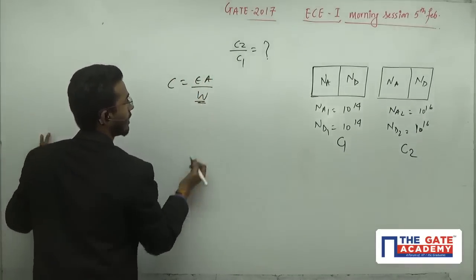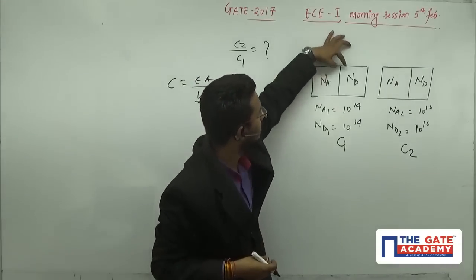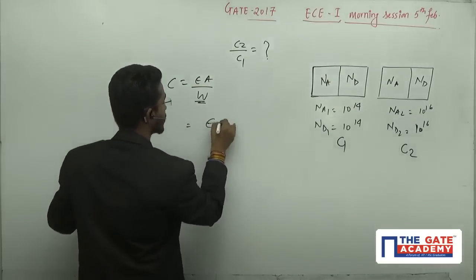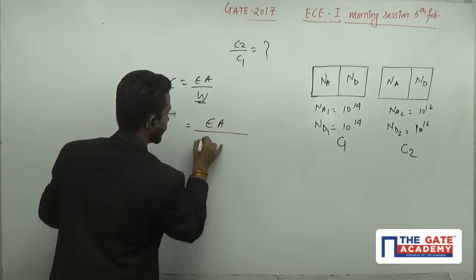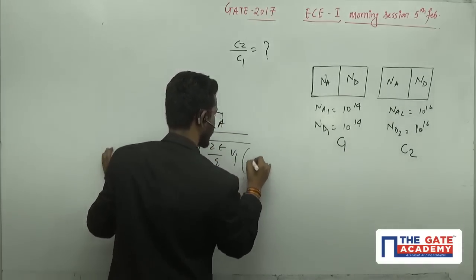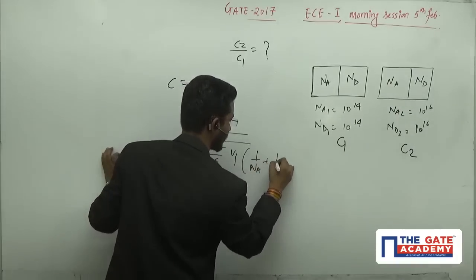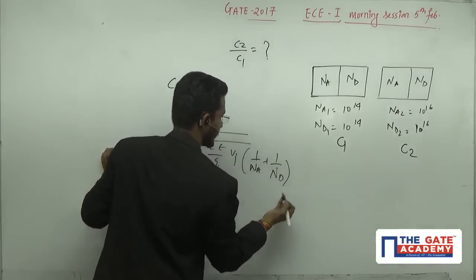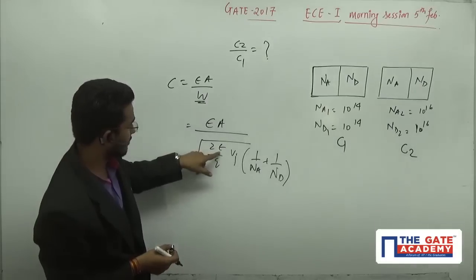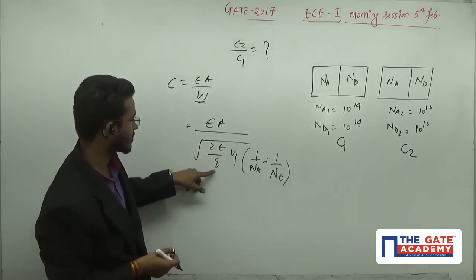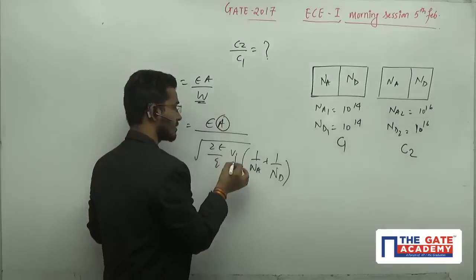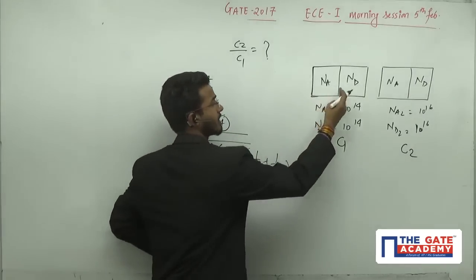And what is this W? W is basically the depletion region width of the diode. That means I can write it like this: epsilon A divided by W, where W is the square root of 2 epsilon by Q V_J times (1 upon NA plus 1 upon ND). Here, see, this epsilon is a constant value. This Q is a constant value. And this is a constant because it is the same for first and second.